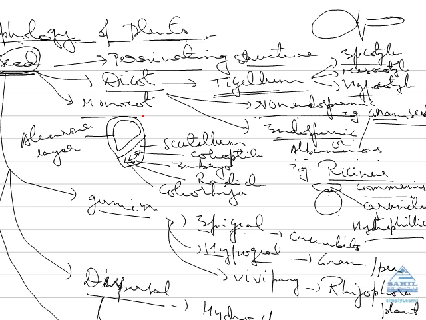Now, coming to monocot seeds, here also we have endospermic and non-endospermic. In endospermic seeds, we have maize, barley, rice, wheat seeds. While in non-endospermic seed, we have lily seeds.